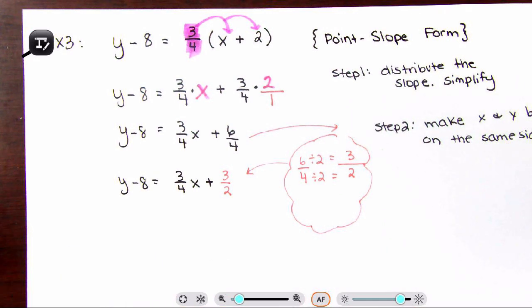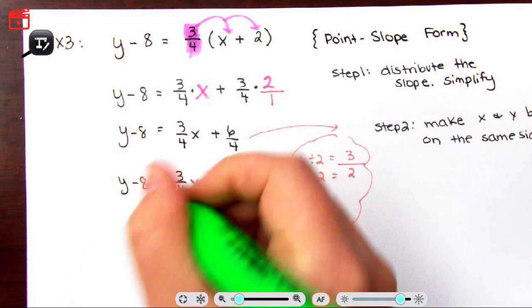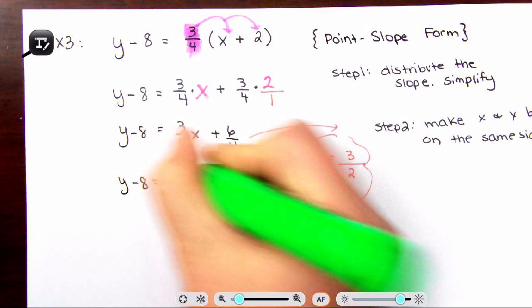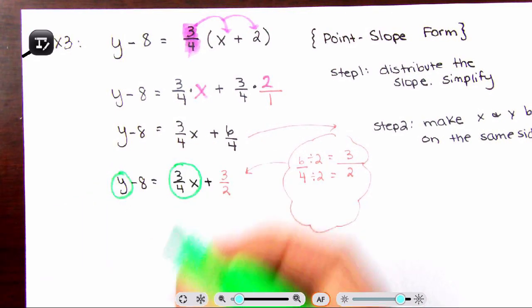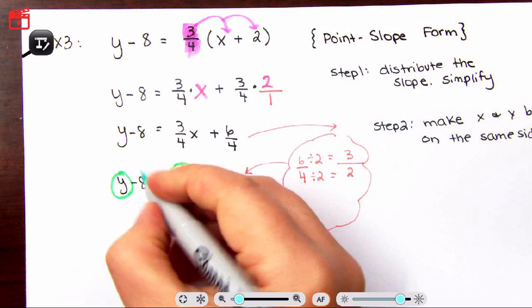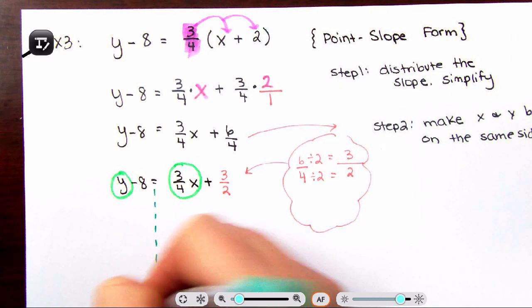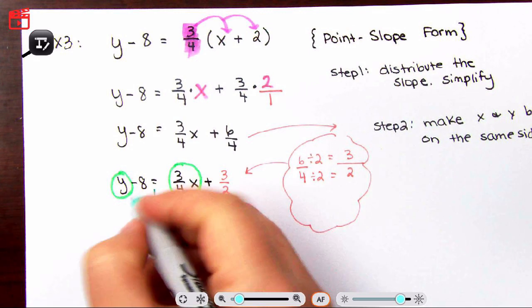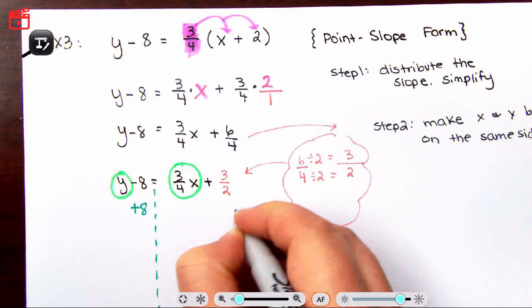So where is your y? Where is your x? Well, your x is right over here. Your y is right over here. Here's your x. Here's your y. We want them on the same side. So what I'm going to choose to do first is move my 8 first. I need to get rid of it. So I'm going to add 8 to both sides.